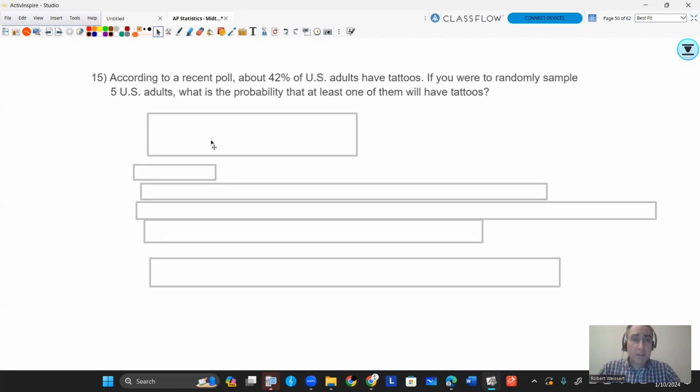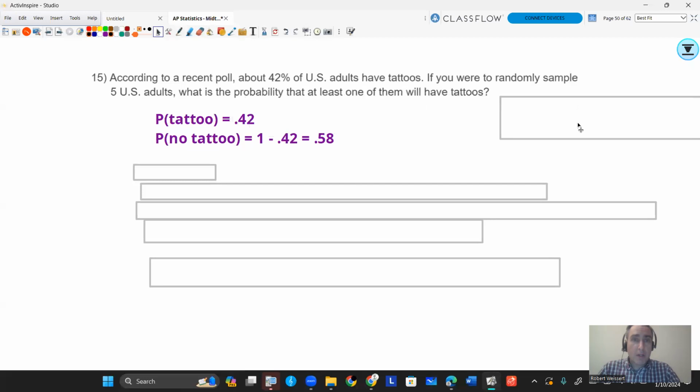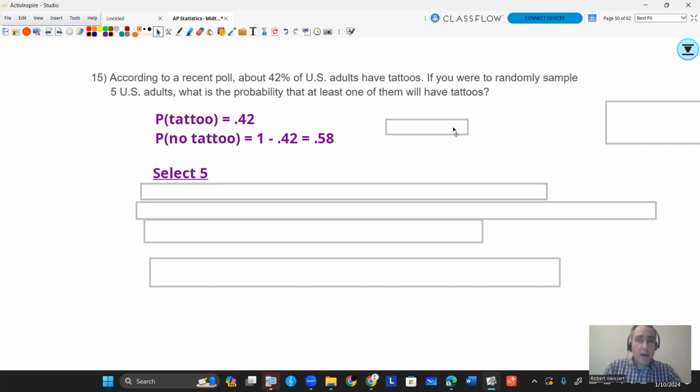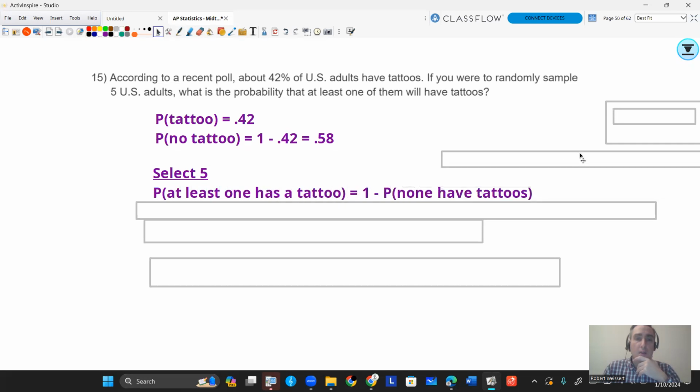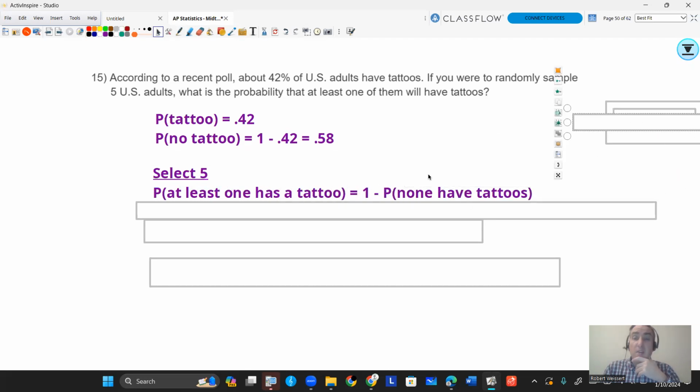So you set it up like this. You find the probability of tattoo, you find the probability of no tattoo, and that's just one person. So now you want to select 5. What you want to do is you want to say, if I sampled 5, what's the likelihood that none of them are going to have a tattoo? And so you're going to say probability at least 1 is 1 minus the probability of none.